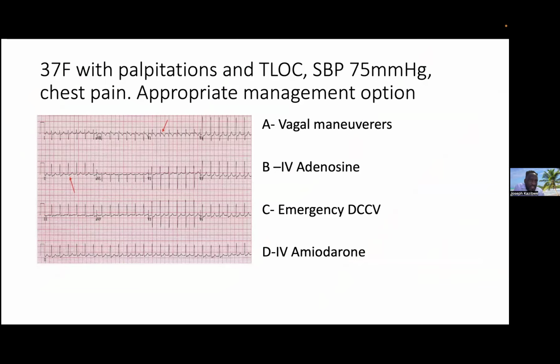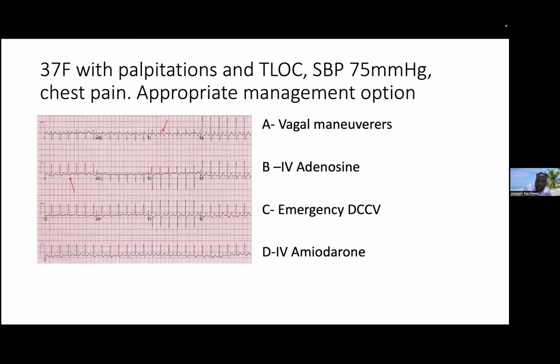So we have a 37-year-old female with palpitations and transient loss of consciousness. So you'll see that term T-LOC. She comes to ED. She has a systolic blood pressure of 75, and she's having chest pain. She's going quite fast. You do the ECG, it is that. What is the next appropriate management plan? Are we going to do vagal maneuvers, IV adenosine, an emergency DC cardioversion, or amiodarone?